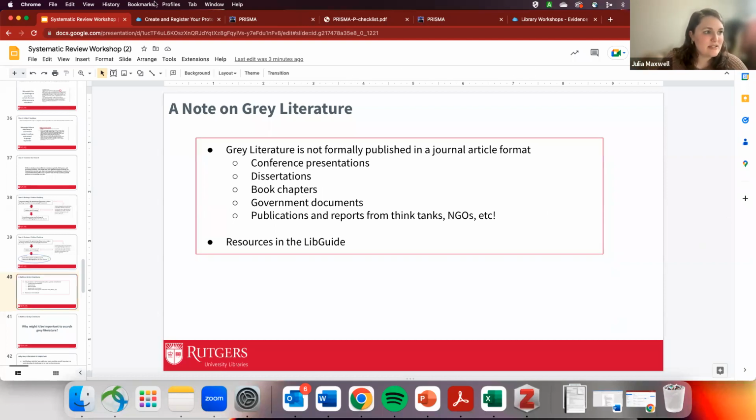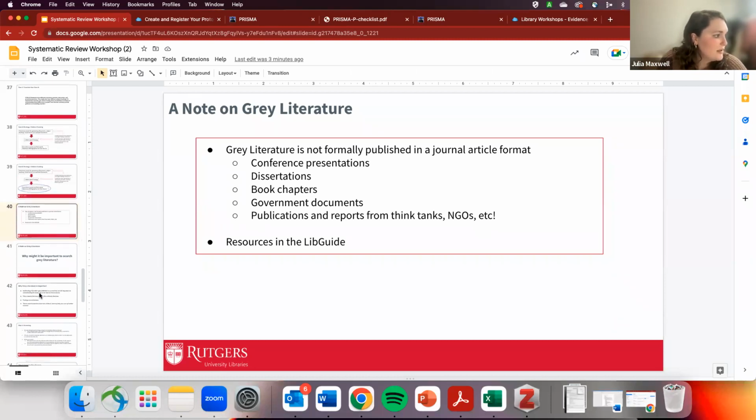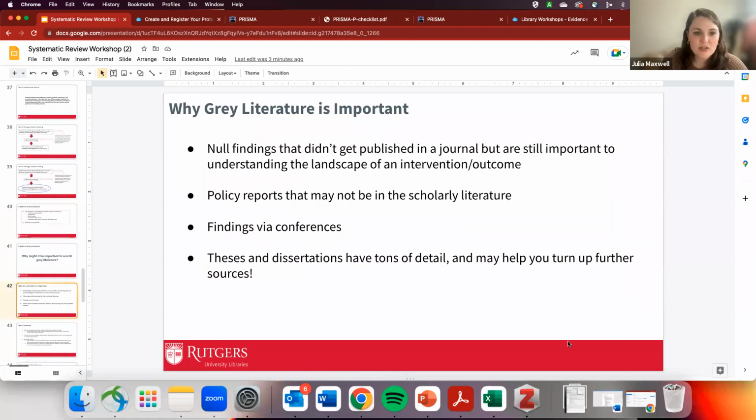And again, lots of resources to help in that regard as well. Just a couple of reasons to consider searching gray literature. One is null findings. I've been in this situation a few times where I gather data and analyze it and there's a null effect. So I say, oh, okay, I'm going to just make this into a conference paper instead of a paper that's going to be published in a journal, because people don't want to read about null findings, right? But that doesn't mean they're not important when we're thinking about the impact of an intervention, right?